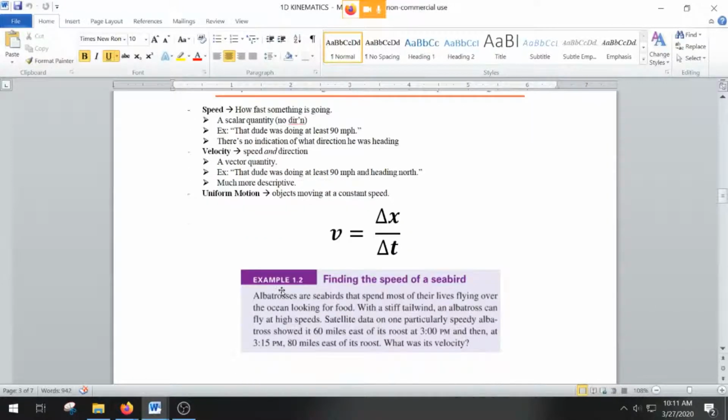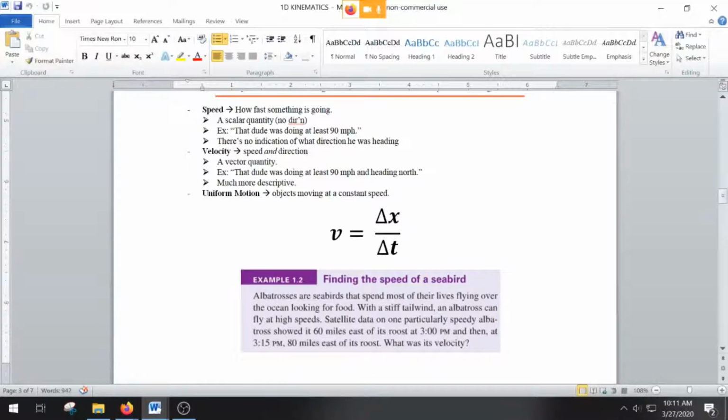Now, if something is moving in uniform motion, and anytime you see that word uniform, like when we talk about uniform circular motion, uniform just means consistent, constant. So it's moving at a constant speed. So your very basic equation for constant speed is that your velocity, your speed, is equal to your change in position over change in time.